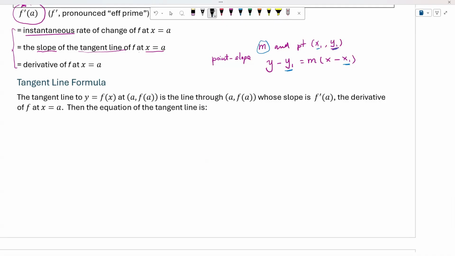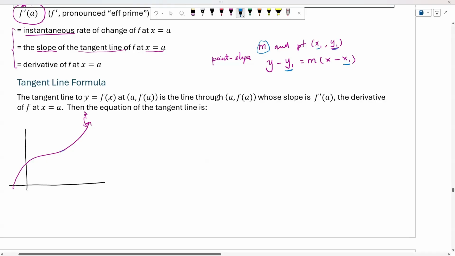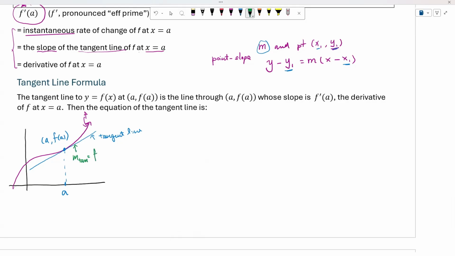So in this situation, basically I have a function. This is the function f here. Now I would like to find the tangent line at x equal to a. Of course, for this one, we will have the point a, f of a. And now, we also know that the slope of the tangent is f prime of a.